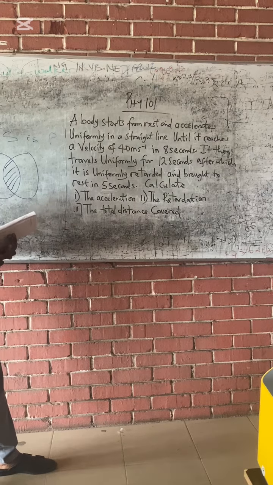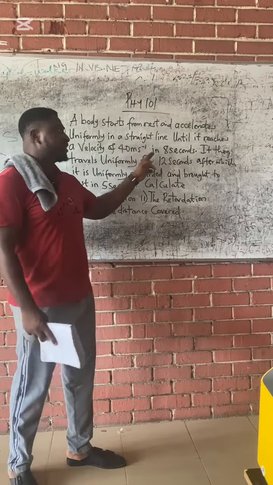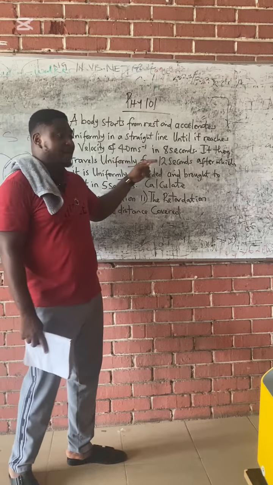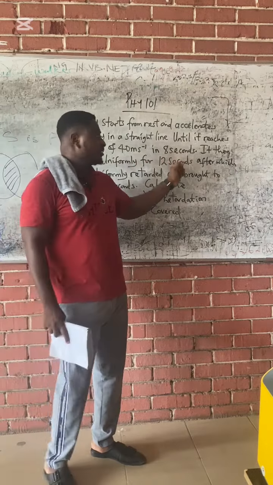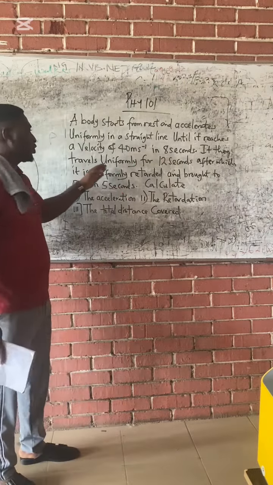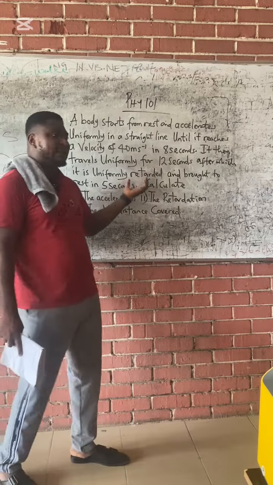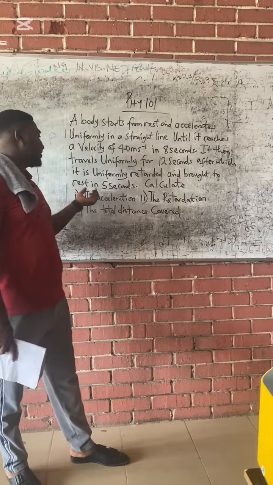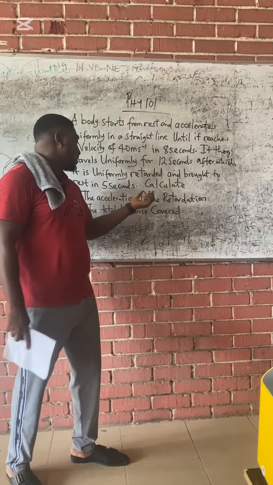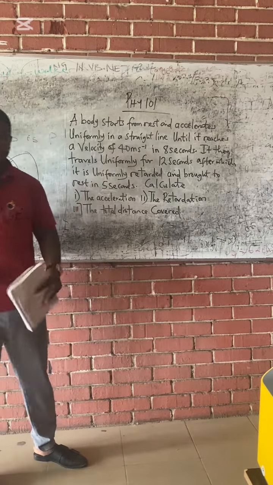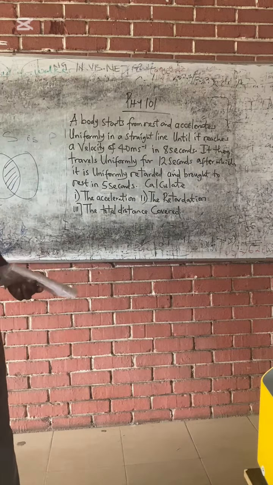A body starts from rest and accelerates uniformly in a straight line until it reaches a velocity of 40 meters per second in 8 seconds. It then travels uniformly for 12 seconds, after which it is uniformly retarded and brought to rest in 5 seconds. Calculate the acceleration, the retardation, and the total distance covered.